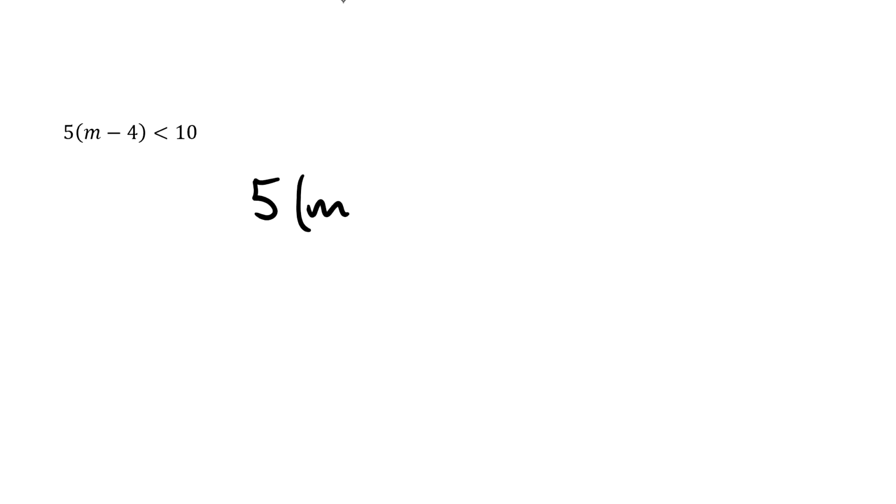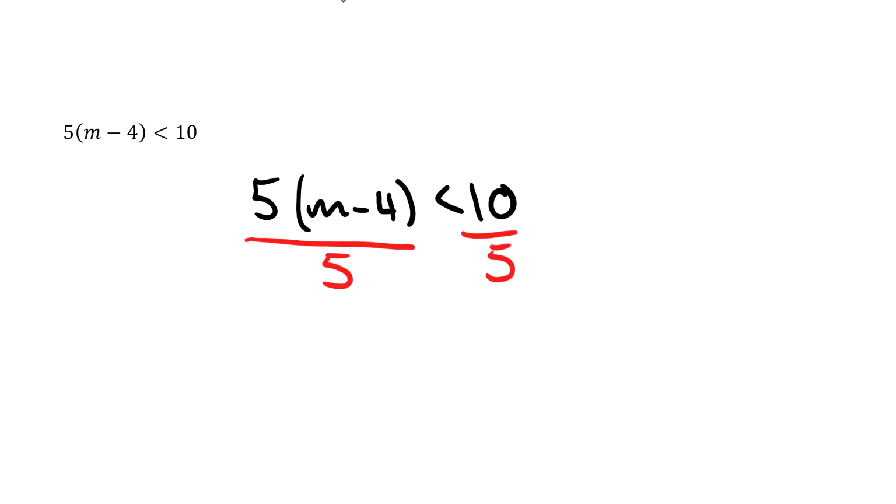Now there's two ways you might see this done. The first would be to expand your brackets, but you don't necessarily have to in this case. Remember, when you're expanding brackets, you're essentially saying it's 5 times everything else, and the opposite to times is divide. So if we divide, we get m minus 4 is less than 10 divided by 5, which is 2.